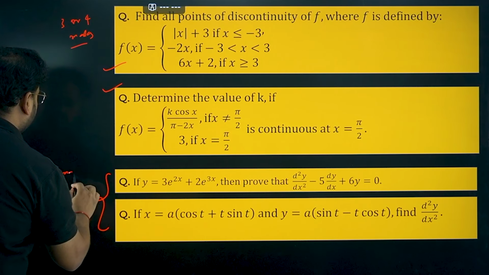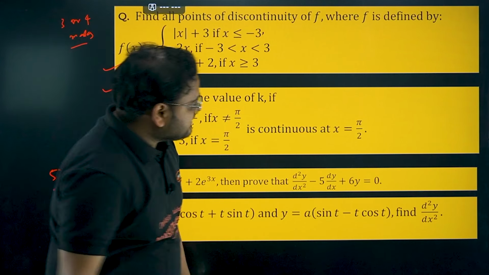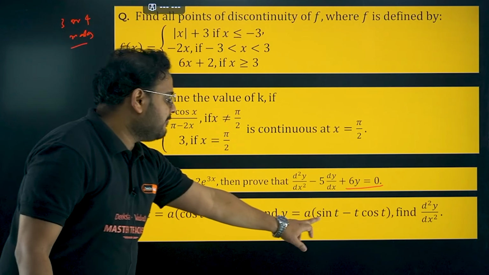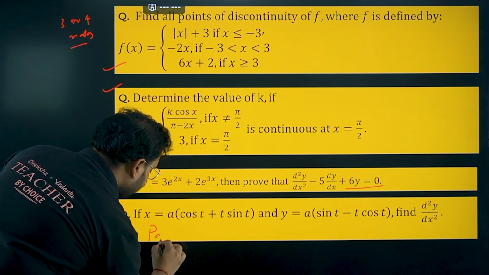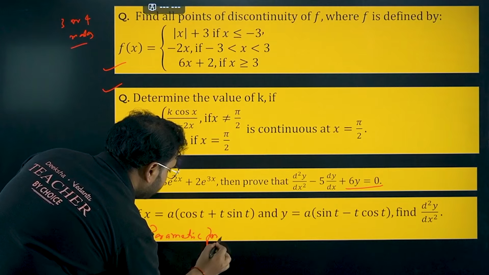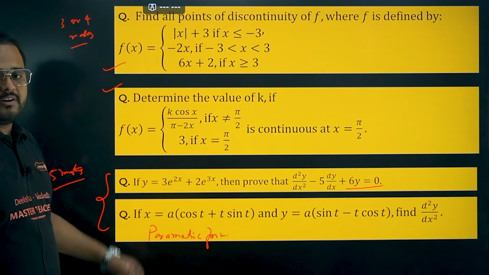These are your 5 marks problems, both of them are based upon second order derivative. This is simply second order derivative and this is with the help of parametric form. This involves both things. This is also parametric form. Parametric form and the second order derivative, this one is only second order derivative, okay?